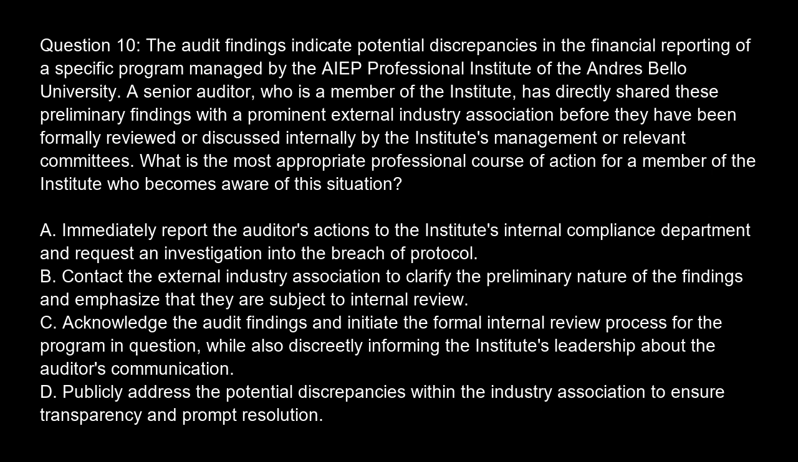Option A. Immediately report the auditor's actions to the institute's internal compliance department and request an investigation into the breach of protocol. Option B. Contact the external industry association to clarify the preliminary nature of the findings and emphasize that they are subject to internal review. Option C. Acknowledge the audit findings and initiate the formal internal review process for the program in question, while also discreetly informing the institute's leadership about the auditor's communication. Option D. Publicly address the potential discrepancies within the industry association to ensure transparency and prompt resolution.